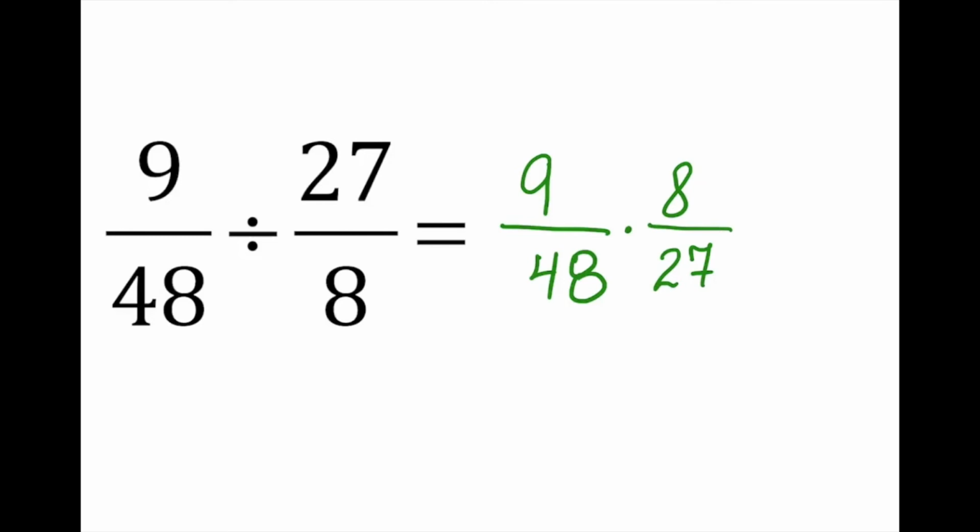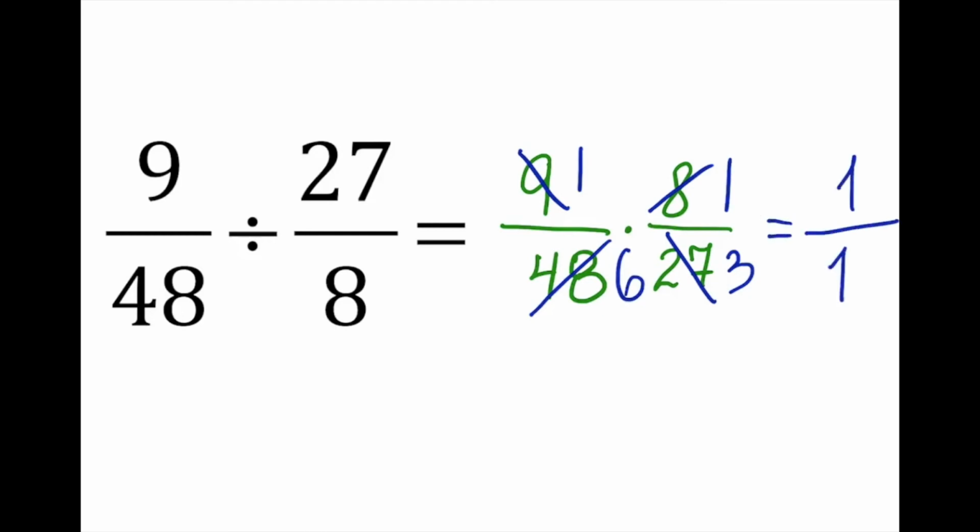So now let's simplify this. We can divide this by 9. That will give us a 1 and a 3. And this will divide by 8. So that will be 1, and that will be 6. And that will leave us with 1 over 18.